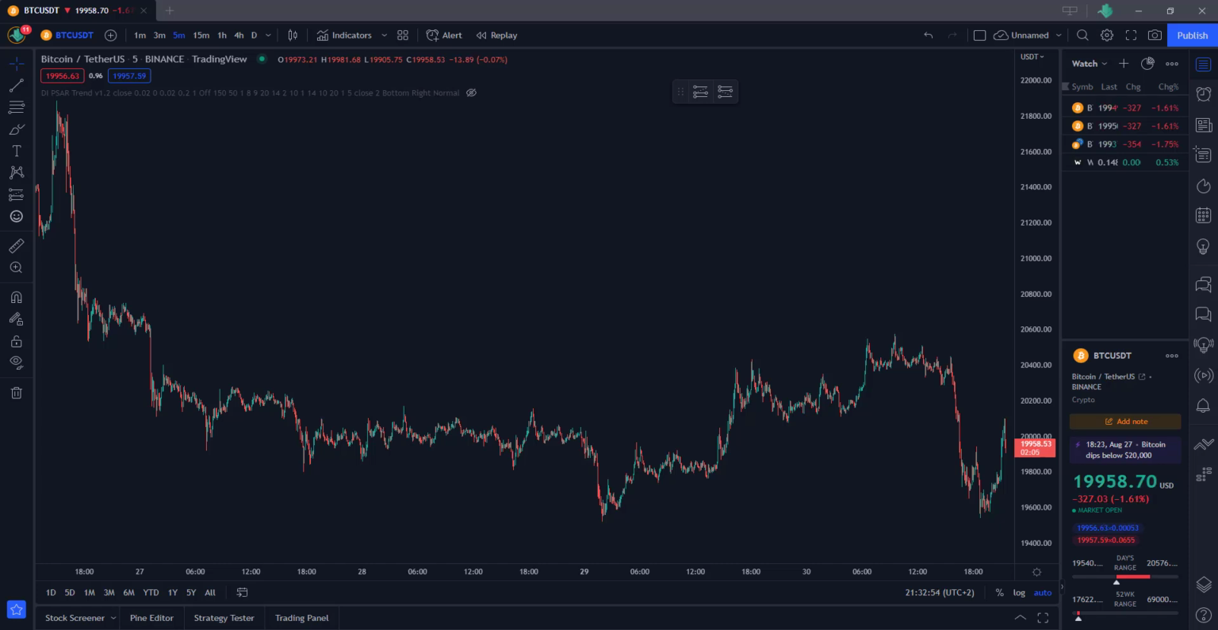What's up, traders? So for today we're going to do a 5-minute scalping strategy. We're going to backtest the strategy and we're going to see if this strategy is profitable.